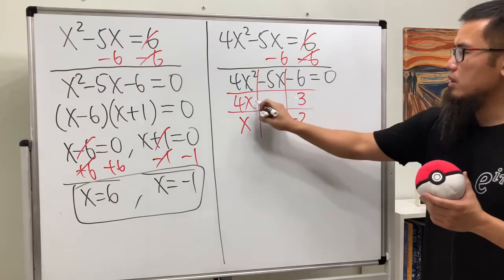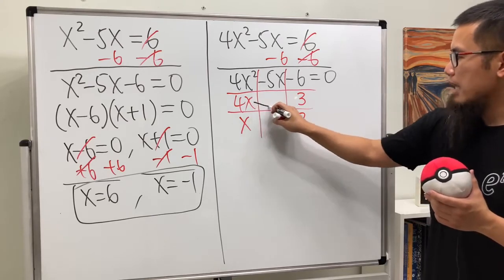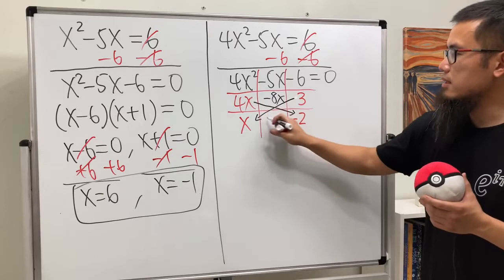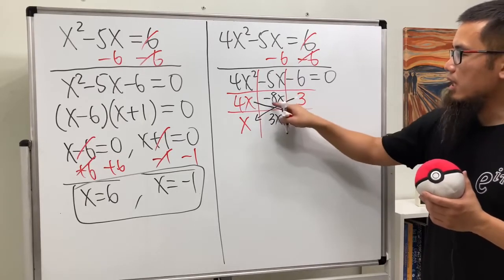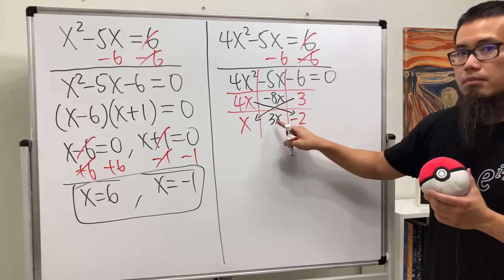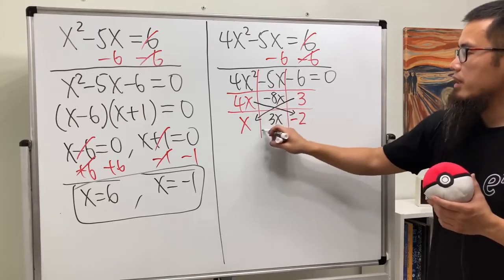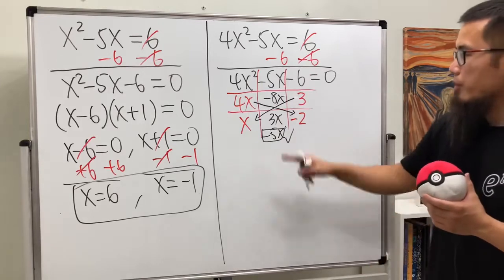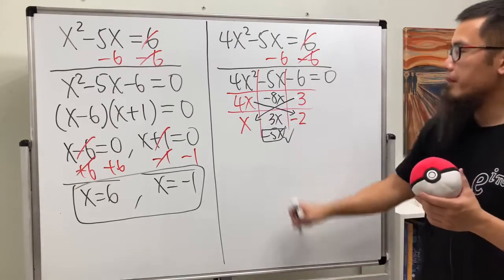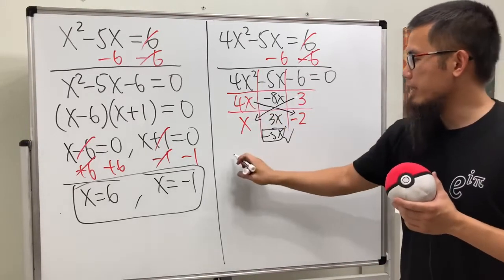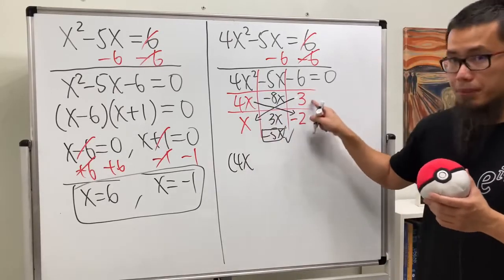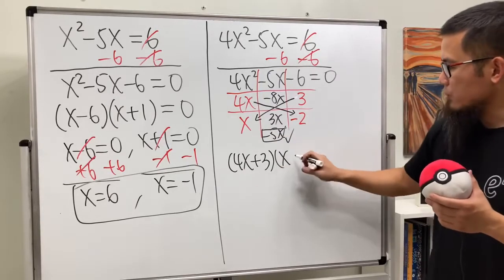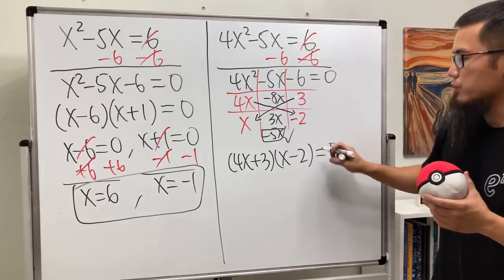How do we know? Have a look. 4x times negative 2 is negative 8x. And then 3 times x is 3x. Together, negative 8x plus 3x indeed give us negative 5x, just like the one that we want right here. So we found our correct combination, and to put down the factoring, we just write down 4x plus 3, and we multiply by x minus 2, and that is equal to 0.